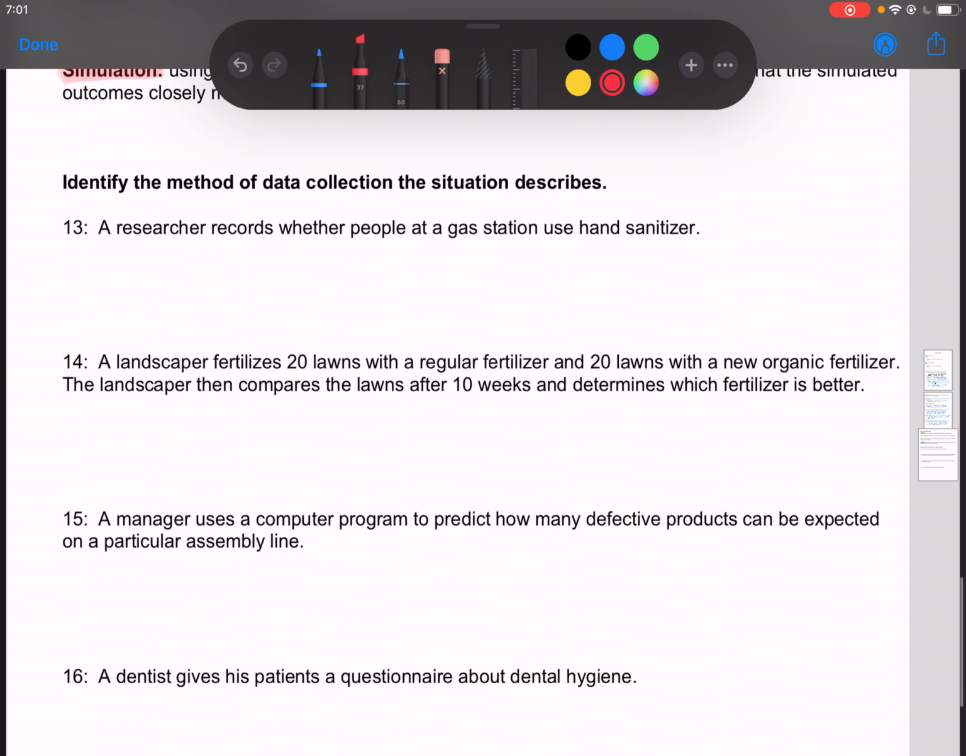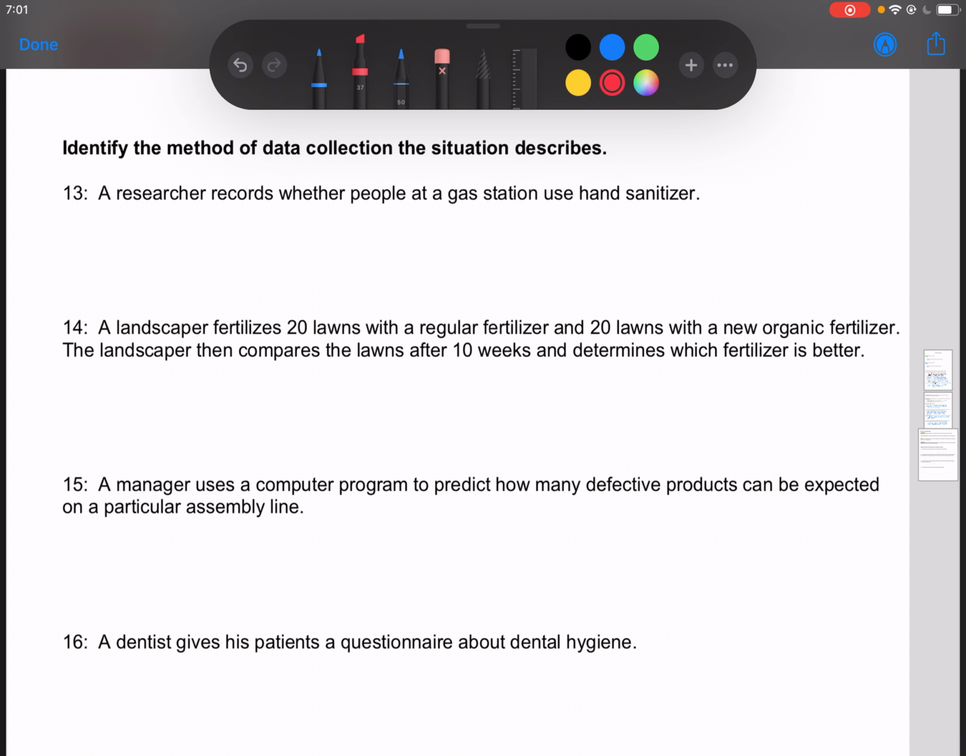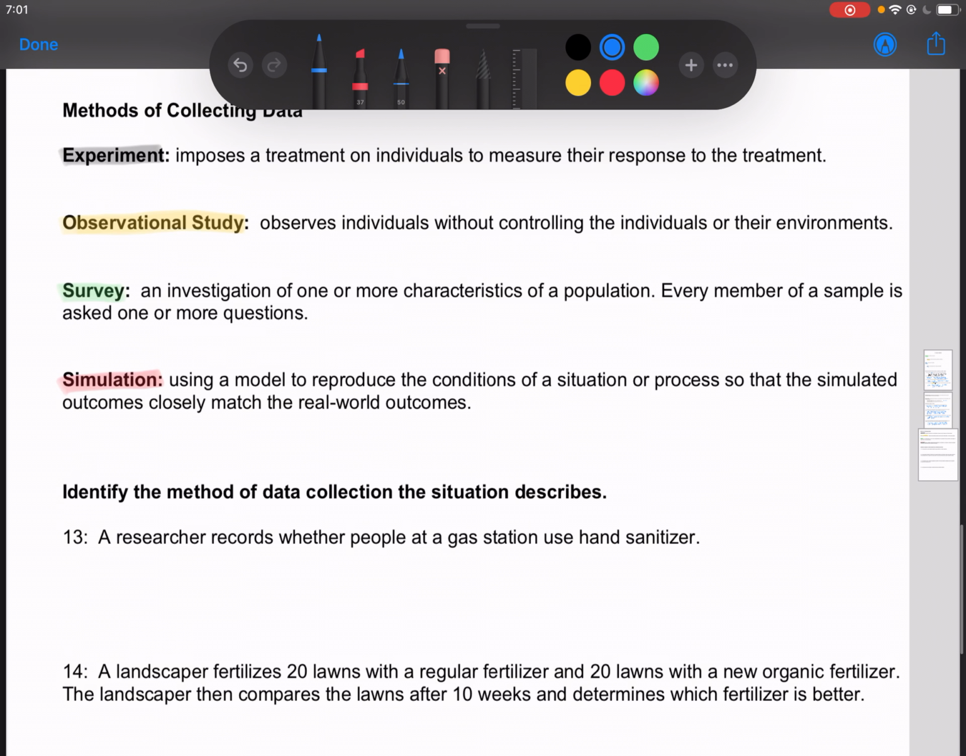So we're just going to go ahead on this last part, just identify the method of data collection in the situation. So a researcher records whether people at a gas station use hand sanitizer. So you've got your 4 methods right here. Experiment means you're imposing a treatment. So the researcher is not making them use hand sanitizer. He's just watching to see whether or not they use hand sanitizer, which means it is an observational study. And there are no questions he's asking, or she, I should say. So that is why we just call that observational.